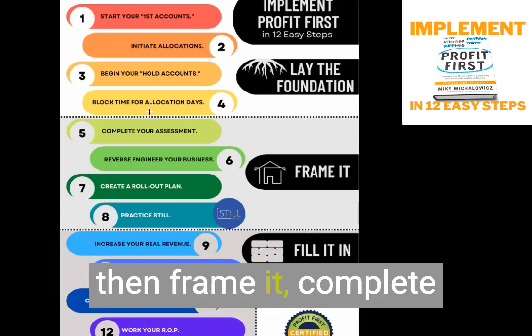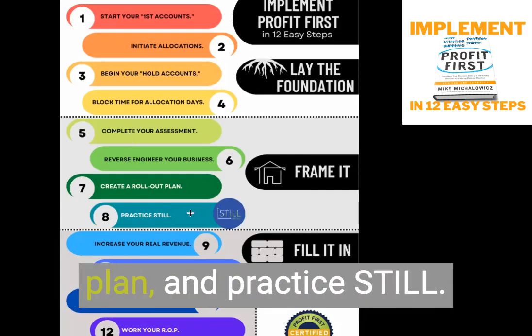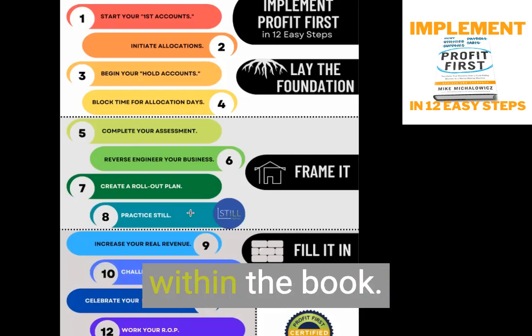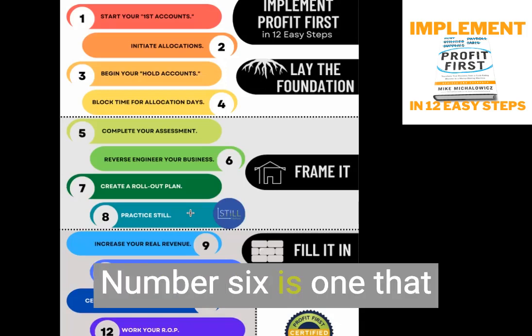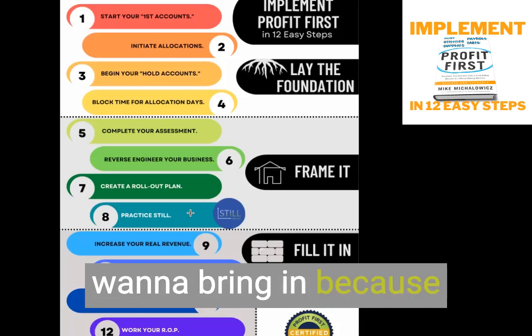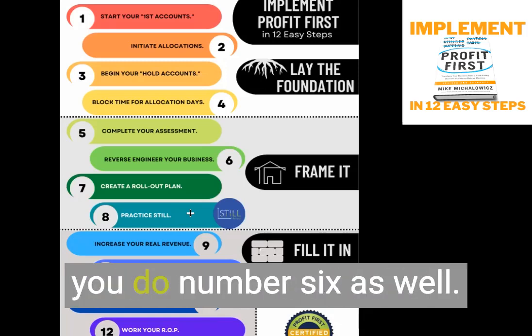And then frame it, complete your assessment, reverse engineer your business, create a rollout plan, and practice STILL. 5 and 7 are within the book. Number 6 is one that we've learned as Profit First professionals that we want to bring in, because we feel like it really helps with 7 through 12 if you do number 6 as well.